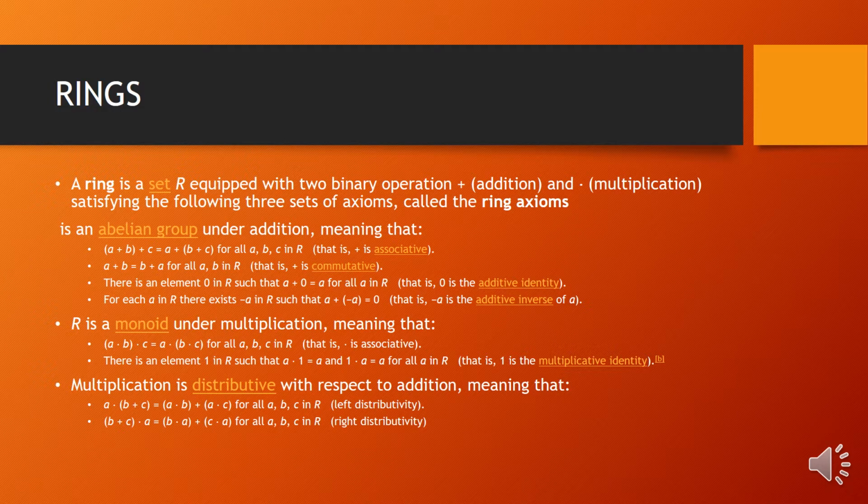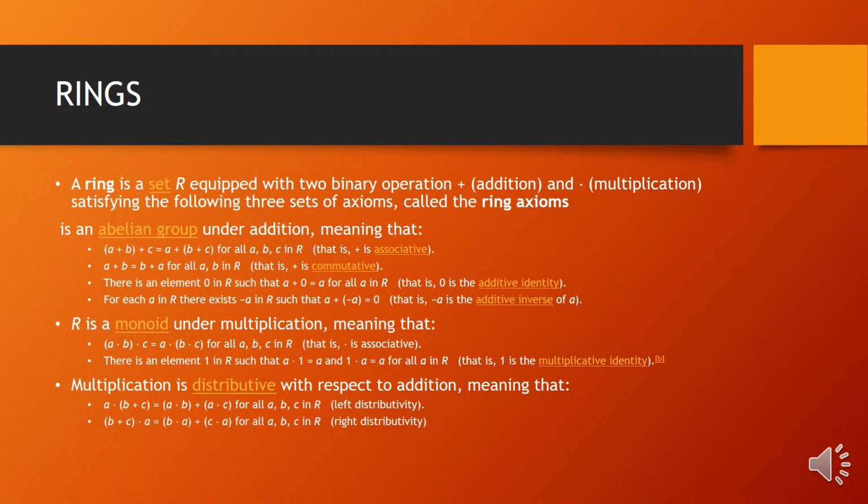A ring is a set R equipped with two binary operations, plus or addition and multiplication, satisfying the following three sets of axioms called the ring axioms. It is an abelian group under addition, meaning that one, it is associative, or a + (b + c) = (a + b) + c for all a, b, and c in R, and we have a + b = b + a for all a, b in R, or commutative.